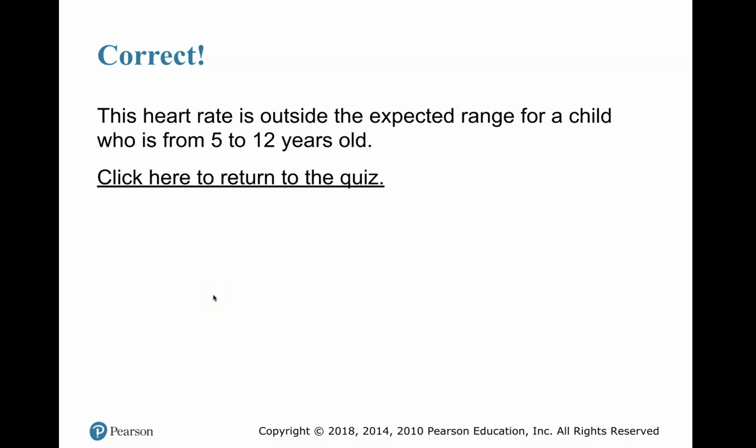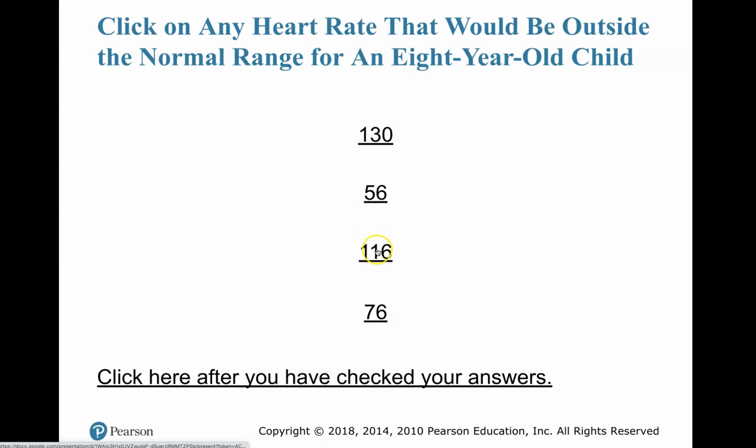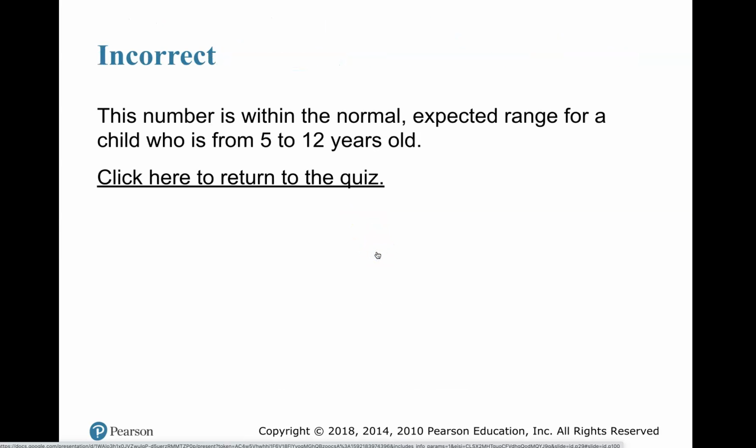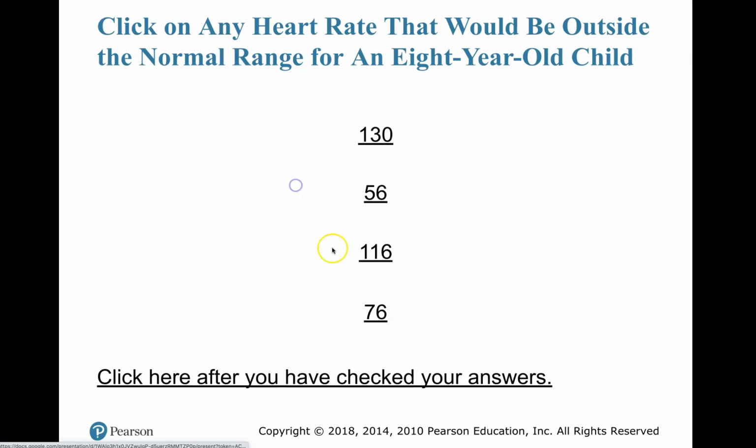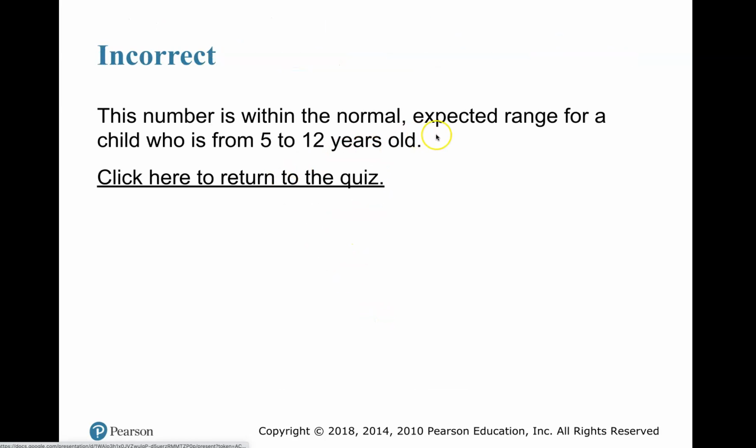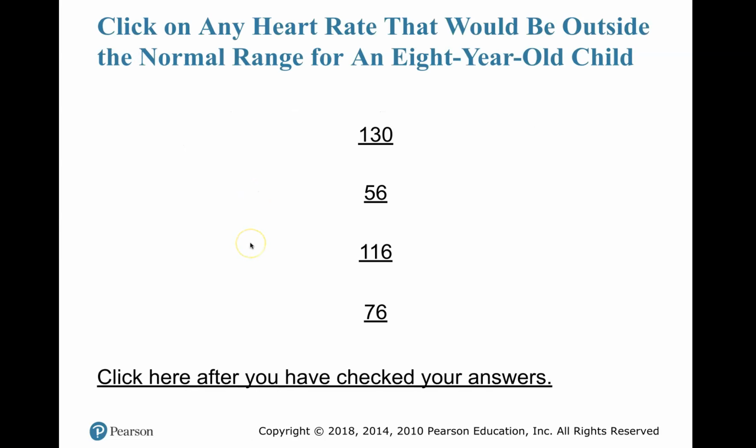The heart rate is outside the expected range for a child who is from 5 to 12 years old. And 116 is going to be our normal heart rate. So for an 8-year-old child, 116 and 76 are normal. 56 is too low. 130 is too high.